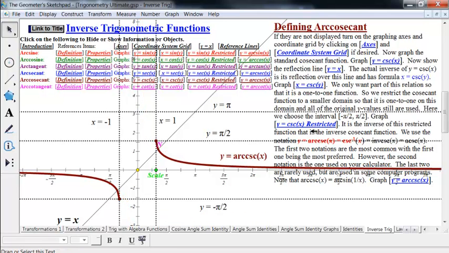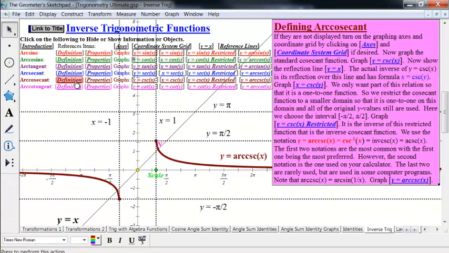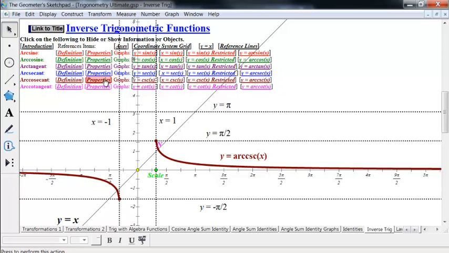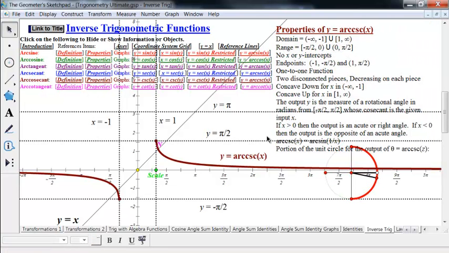So let's hide that one and just look at the arccosecant function, and we can see the graph there. Again, different notations like we had before. Arc CSC, arccosecant, or inverse cosecant, sometimes written as CSC superscript negative 1. Not an exponent, but a superscript. And let's hide that definition, and let's look at some of the properties that it has.